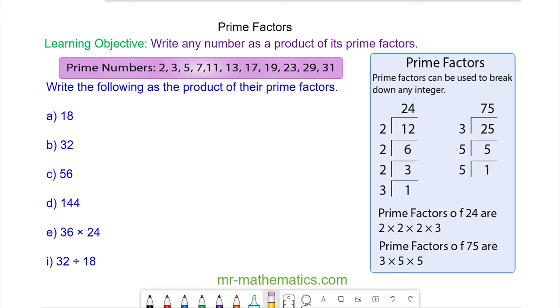Hello, welcome to our lesson on prime factors. So we're going to write each of these numbers as a product of their prime factors.